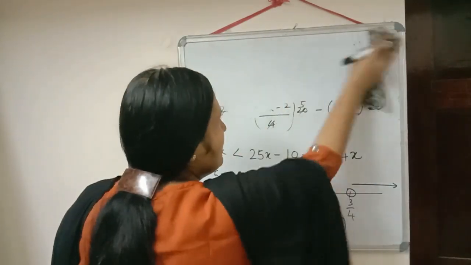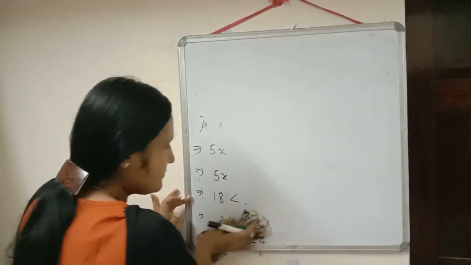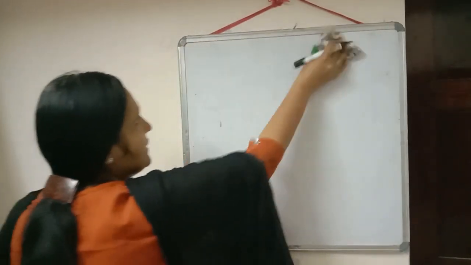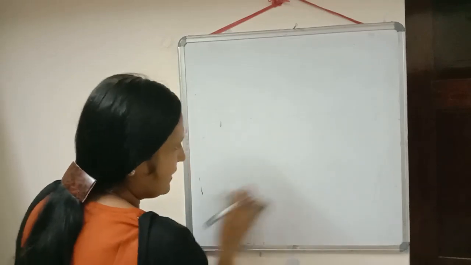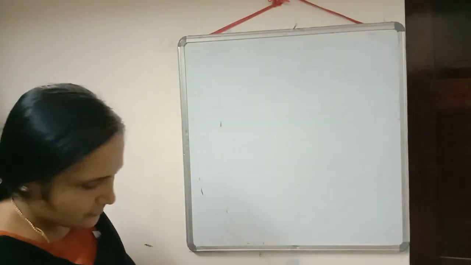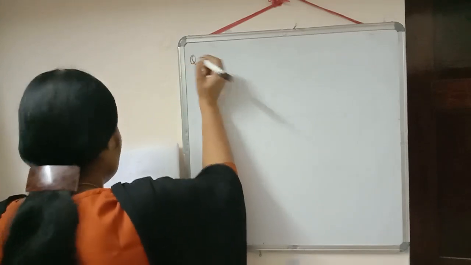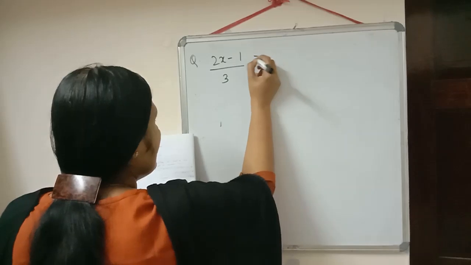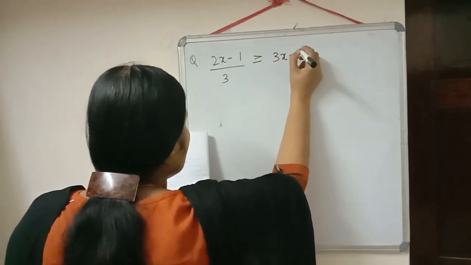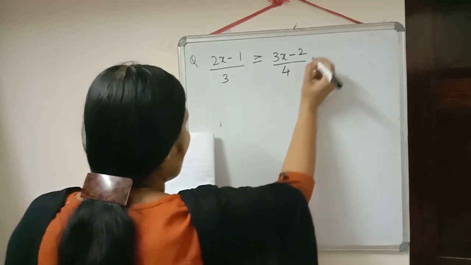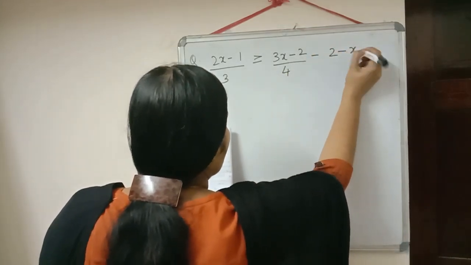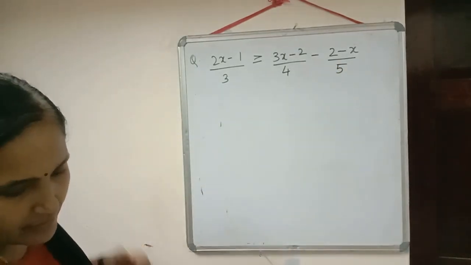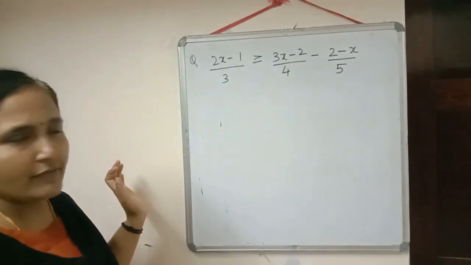Okay. Now all of you write down the next one. Next question is, just check the question number and write down the question number. Next question is (2x minus 1) by 3 greater than or equal to (3x minus 2) by 4 minus 2 minus x by 5. So again here we have the numbers 3, 4 and 5 in the denominator.